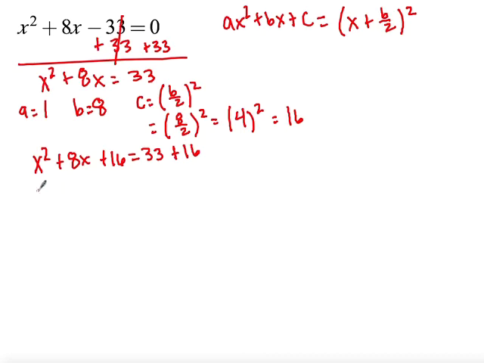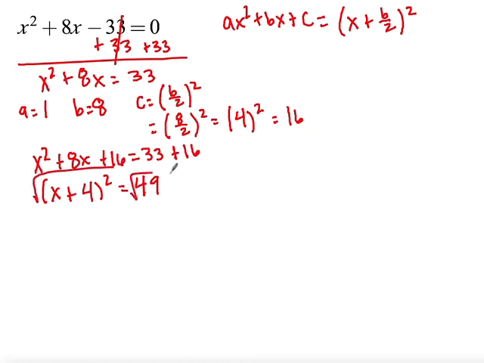So then I'm going to simplify that. Remember that to simplify that, I'm going to basically write it as x plus b over 2 squared. So this is going to be x plus my b over 2 was 8 over 2, which was 4. So plus 4 squared. And then I would say 33 plus 16, which is going to be 49. So then my goal is to get x by itself.